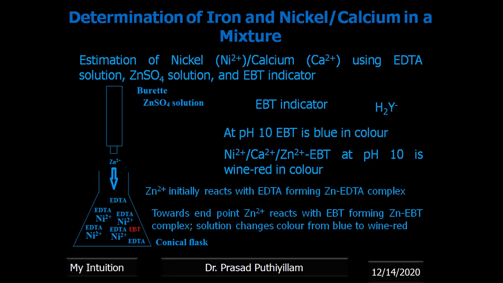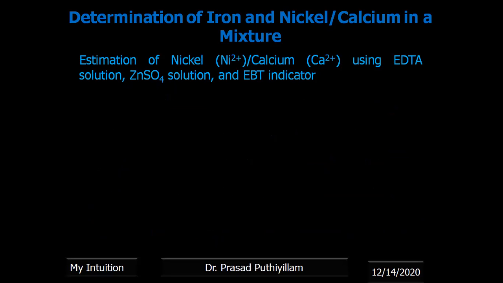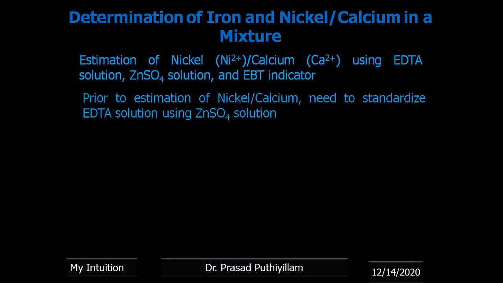Then towards the end point, we add 1 drop of excess zinc 2+, which will combine with the EBT, forming the zinc EBT complex, which has wine red color. Therefore, from blue color it changes to wine red. That means we added 1 extra drop of zinc 2+ to identify that the EDTA reaction with zinc 2+ is completed. So when we get a color change from blue to wine red, we stop the titration and take the volumes for the further calculation. I will explain the calculation towards the end of this presentation.